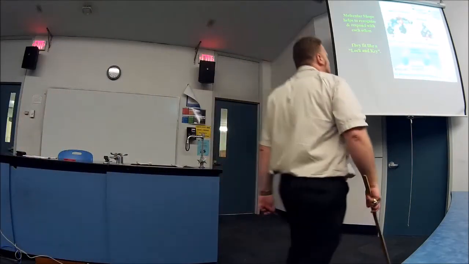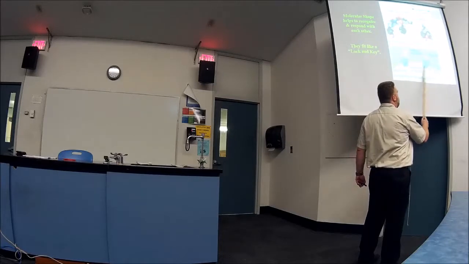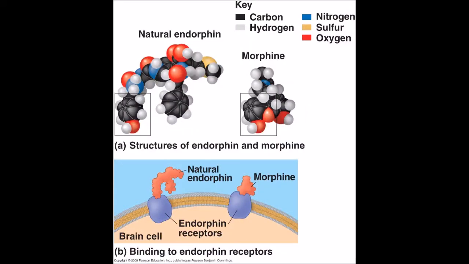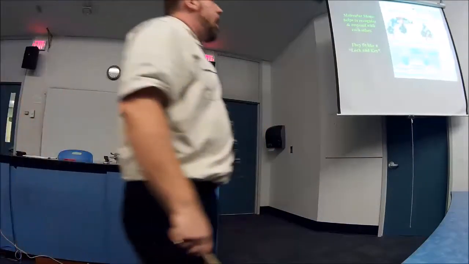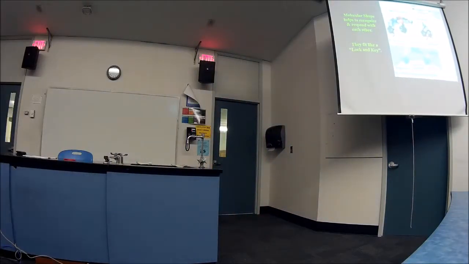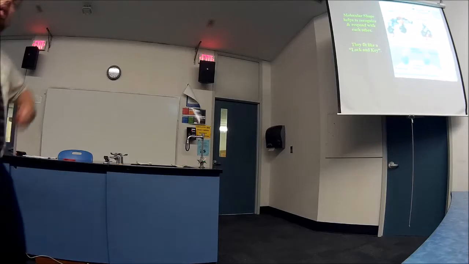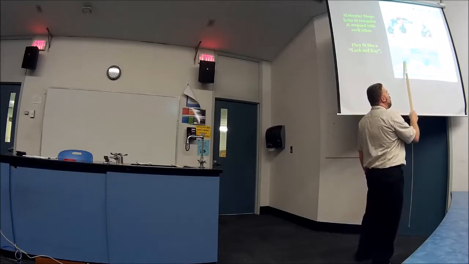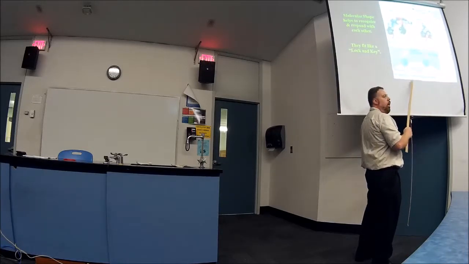For instance, this is a certain cell in your body. Here's the cell membrane, a membrane that kind of holds the cell together. We have a natural endorphin that cuts down on pain. And you release these endorphins when you exercise. You feel happier. They attach to the receptors and make you feel happy inside. And you don't feel the pain.